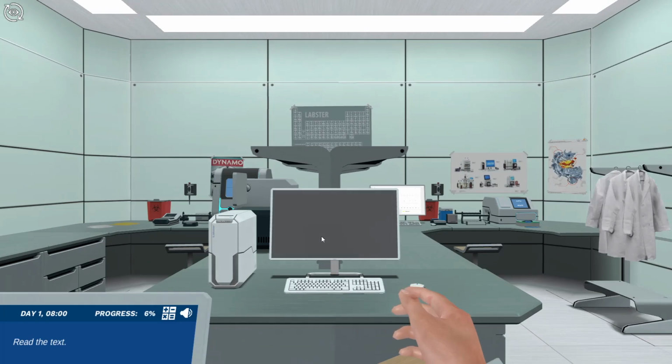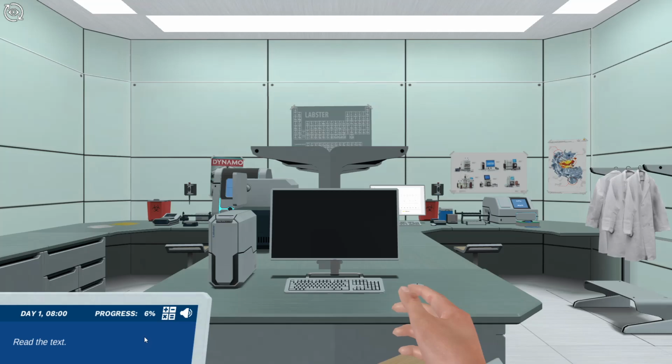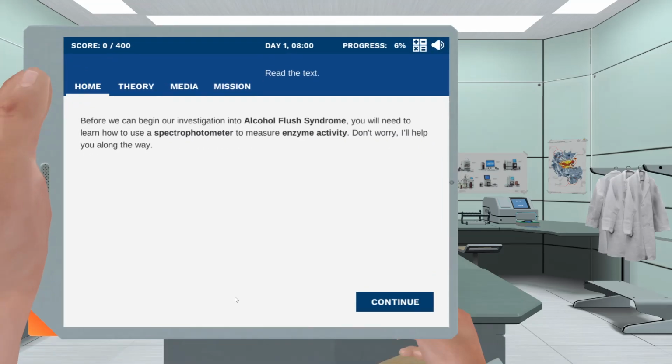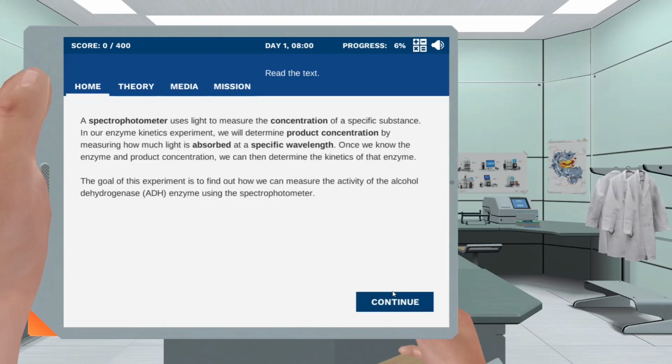Before we can begin our investigation into alcohol flush syndrome, you will need to learn how to use a spectrophotometer to measure enzyme activity. Don't worry, I'll help you along the way. A spectrophotometer uses light to measure the concentration of a specific substance. In our enzyme kinetics experiment, we will determine product concentration by measuring how much light is absorbed at a specific wavelength. Once we know the enzyme and product concentration, we can then determine the kinetics of that enzyme.